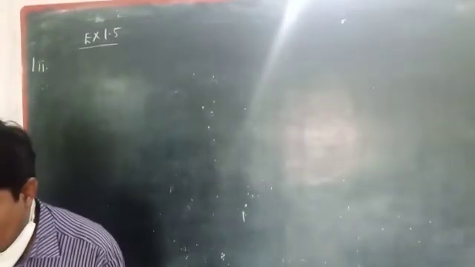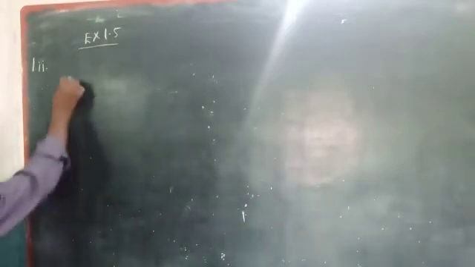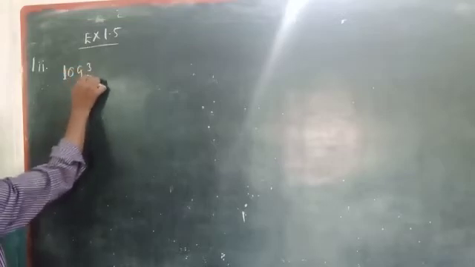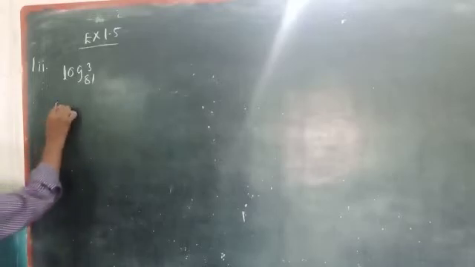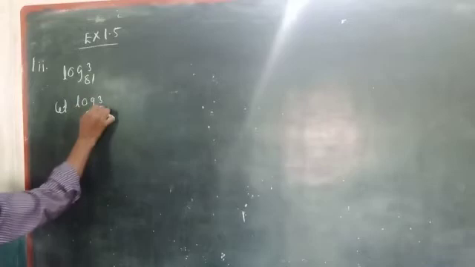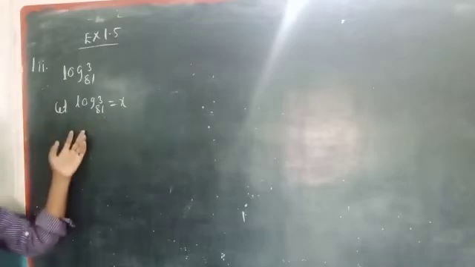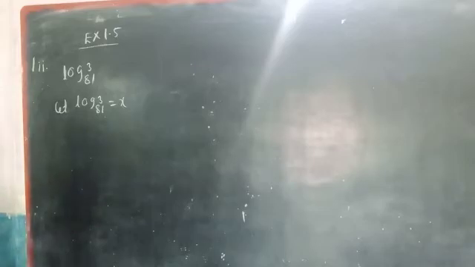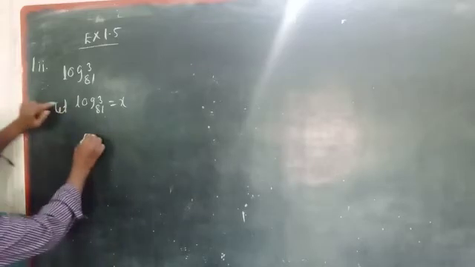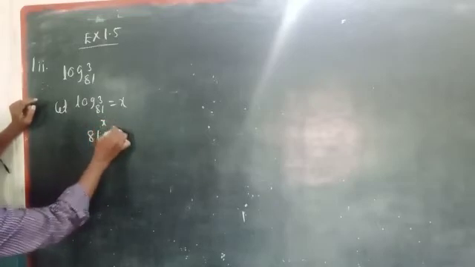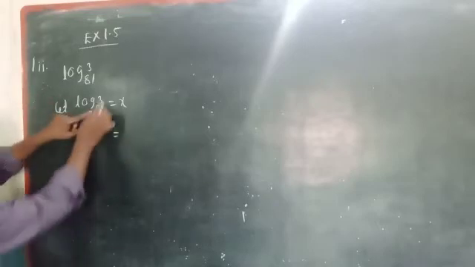First problem. In the exercise, the second one, log 3 base 81. Now you take this side. Let log 3 base 81 is equal to x. Now write this in exponential form. Here the base is 81, that is 81 to the power of x is equal to 3.